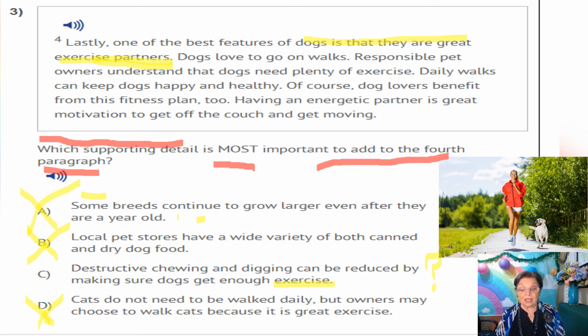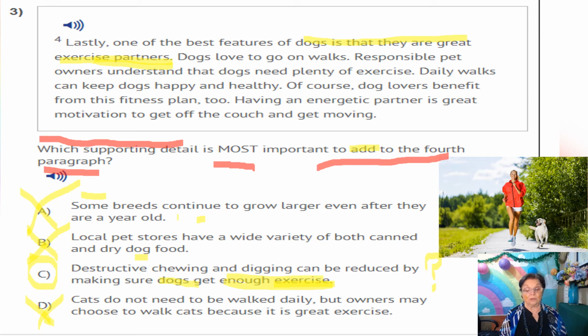Now, this sentence is something that could be added to this paragraph. Would it make sense to talk about cats in this paragraph? No. Would it make sense to talk about different breeds in this paragraph? Not really. It's about exercise. Would it make sense to talk about dog food in this paragraph? No. This paragraph is about dogs getting enough exercise.